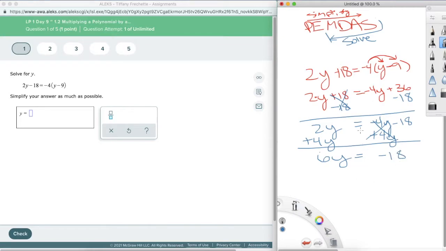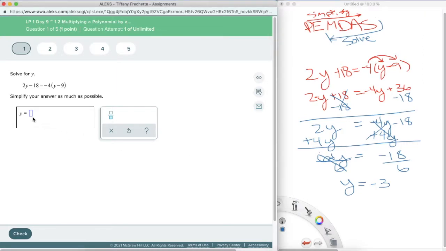Now I can move to multiplication or division. So I'm multiplying by 6 with the variable, so I'm going to divide by 6. 6 divided by 6 cancels down to 1. Negative 18 divided by 6 gives me negative 3. So now I know what y equals. y is negative 3. That's what it has to be in order to make this statement true, because remember, it's telling us it's equal, and in order for these to be equal, y needs to be negative 3.